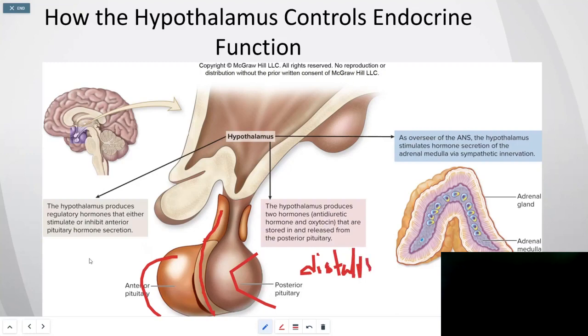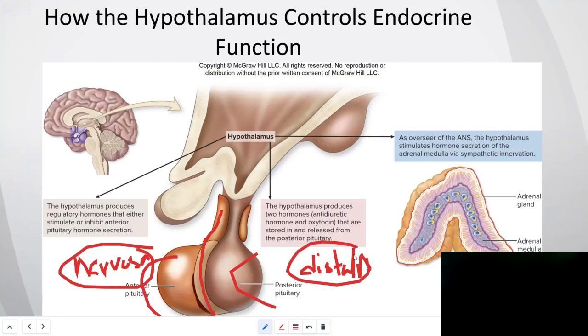Is my mic going off? We'll hope. And then the nervosa. Yeah, and then it's also referred to as adenohypophysis. So adenohypophysis on the front, and then the posterior. Okay, all right. I don't know. Are you guys okay without the mic? Because it keeps cutting off. Okay, it just came back on. All right, we'll just keep going.